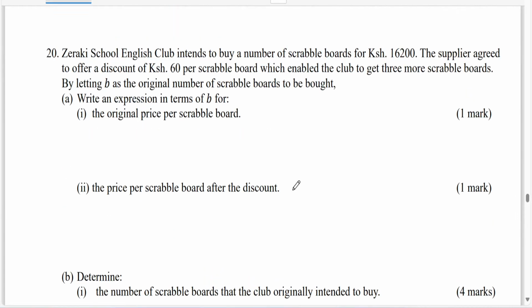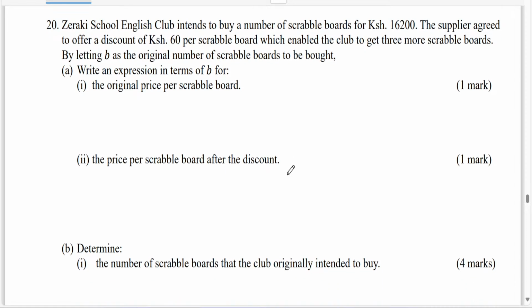But to be truthful, I don't know what is a Scrabble board. So if you have any ideas on what this Scrabble board is, you can just write it in the comment section. But to be truthful, sijui Scrabble board ni hapo mtaani, tujawahi sikia. So Zeraki is a club.